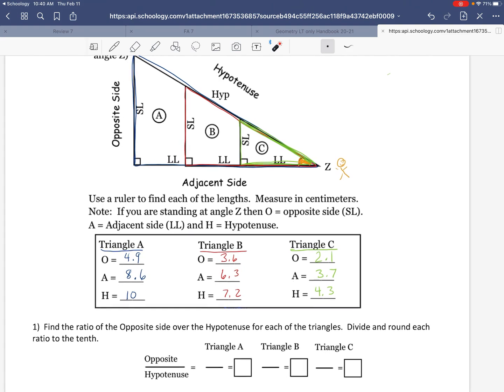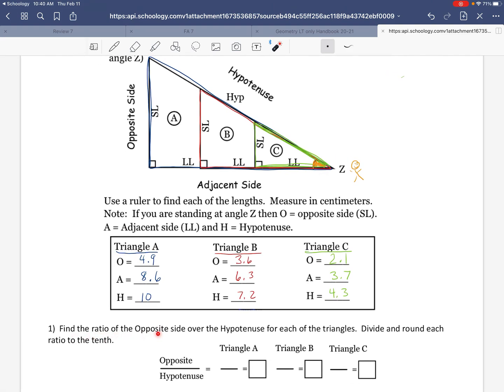What we're going to do next is find the ratio of the opposite side. So this is how trig functions came about. They started to notice the relationship between the ratios of the sides of a right triangle. So that's what we're going to do here. Find the ratio of the opposite side over the hypotenuse for each of the 3 triangles. We're going to divide and round each to the 10th.